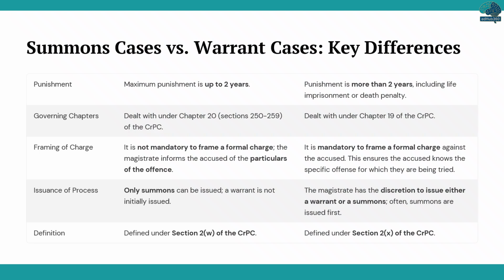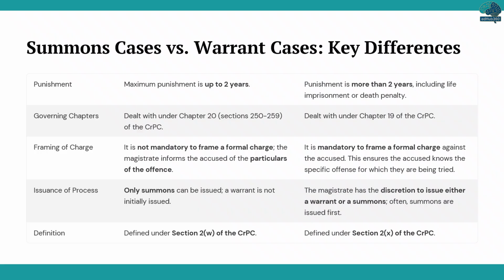In summons cases, it's not mandatory to frame a formal charge. The magistrate simply informs the accused of the particulars of the offense. However, in warrant cases, it is mandatory to frame a formal charge against the accused, ensuring they know the specific offense for which they are being tried. For the issuance of process, only summons can be initially issued in summons cases, not a warrant.